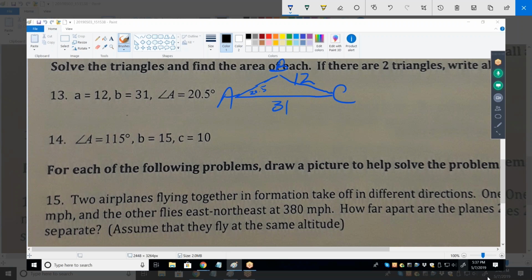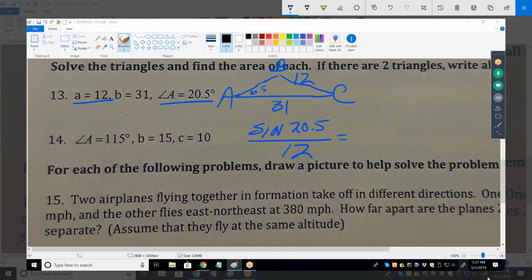What's the law of sines say? Always start your law of sines with the two that you have. In other words, we have a side, opposite, and angle, and we have both of them. So, start my equation. Sine of 20.5? That's the only angle we know at this point, and that is angle A. Over 12.